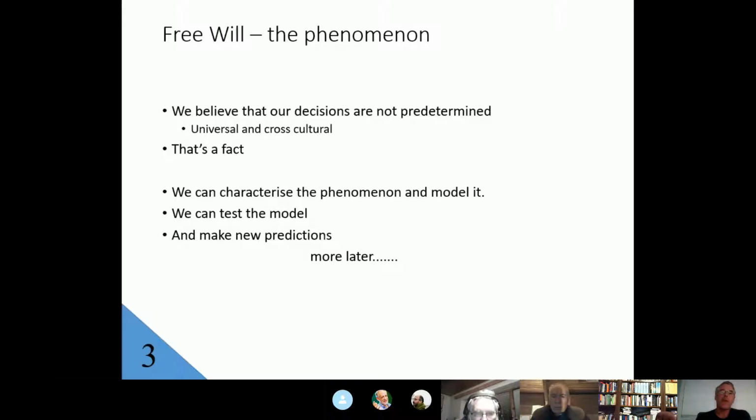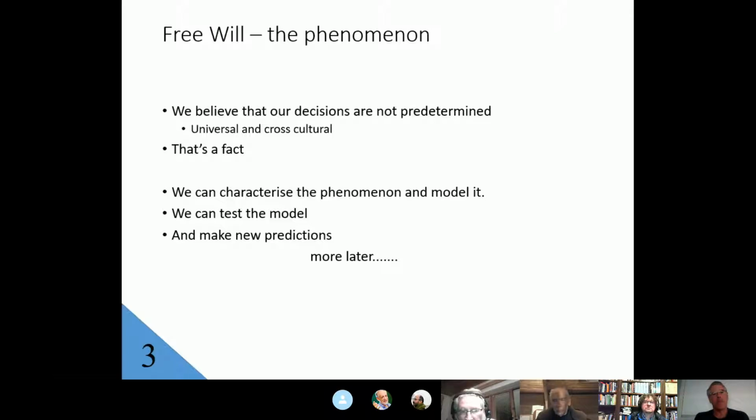One of the things that was quite clear when I started looking at the literature, well, not quite clear, it took me a while for it to sink in, to be honest, is that free will is talked about in different ways, and some authors are very clear about what they're talking about, but many are not. One thing the word free will is used for is a phenomenon: we believe that our decisions are not predetermined. That's quite a strong belief, and there's research that shows that this is cross-cultural and quite universal. So that's a fact. We do believe that our decisions are not predetermined.